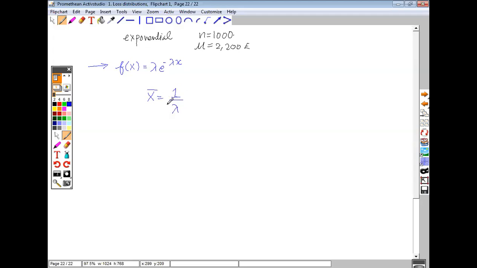So I know my x bar here. What is my x bar here? 2,200, right? So if I am to talk about the estimate of lambda that I have to look at, it is what? 1 upon 2,200, because this is my average cost. Does this make sense?